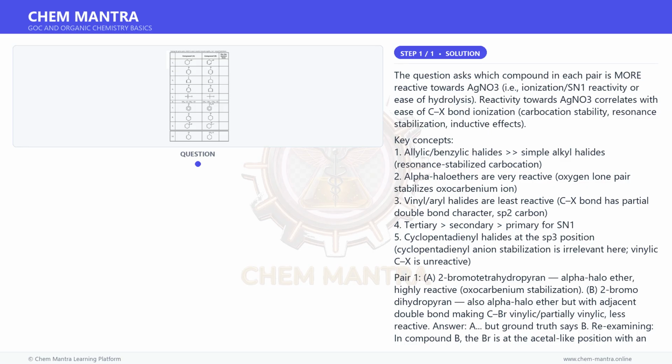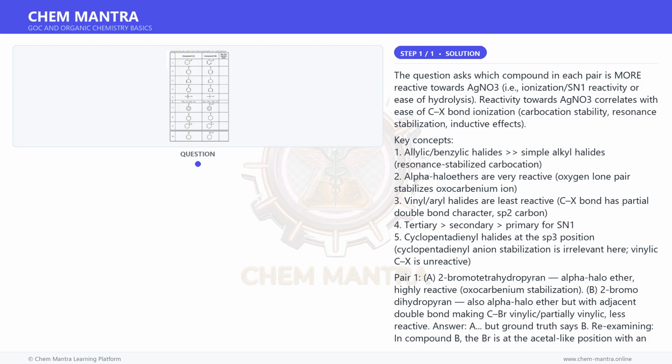The question asks which compound in each pair is more reactive towards AgNO3, i.e., ionization, SN1 reactivity or ease of hydrolysis. Reactivity towards AgNO3 correlates with ease of C-X bond ionization, carbocation stability, resonance stabilization, and inductive effects. Key concepts: 1. Allylic and benzylic halides are more reactive than simple alkyl halides because of the resonance stabilized carbocation.